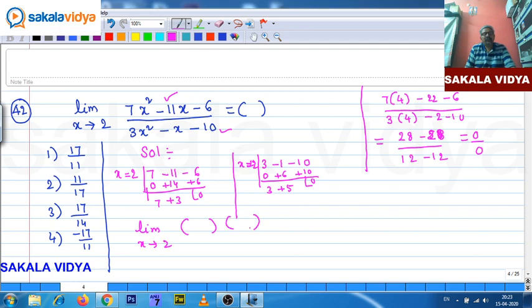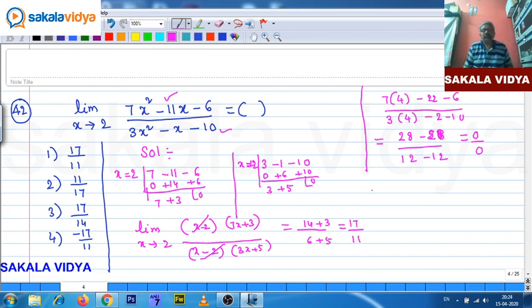So, now we can write like this, limit x tends to 2, numerator factors are x minus 2 into 7x plus 3 upon denominator factors x minus 2 into 3x plus 5. So, x minus 2 gets cancelled. Now, substitute the limit: 14 plus 3 upon 6 plus 5, that is 17 by 11.